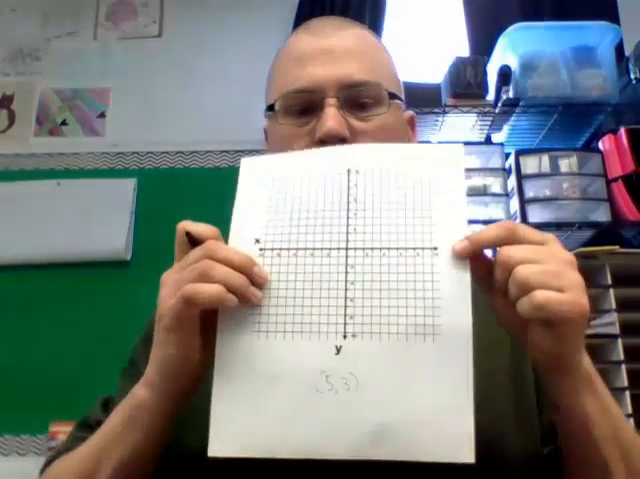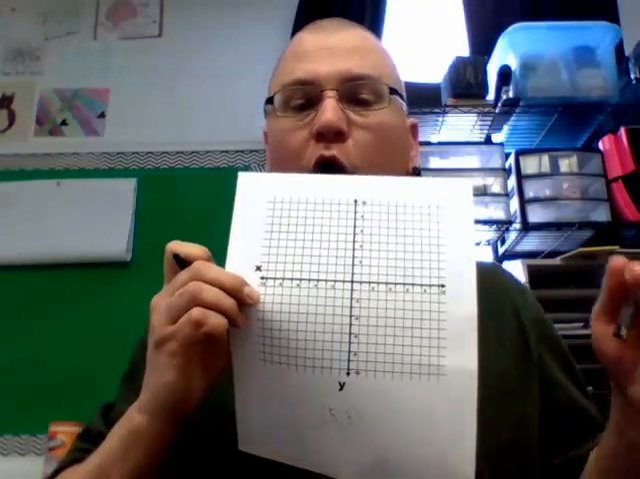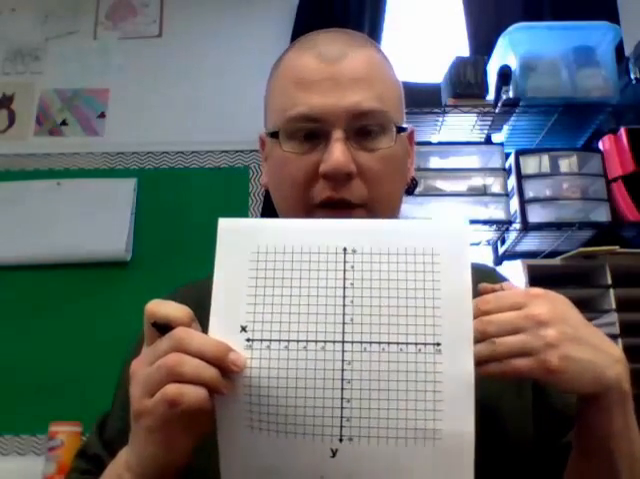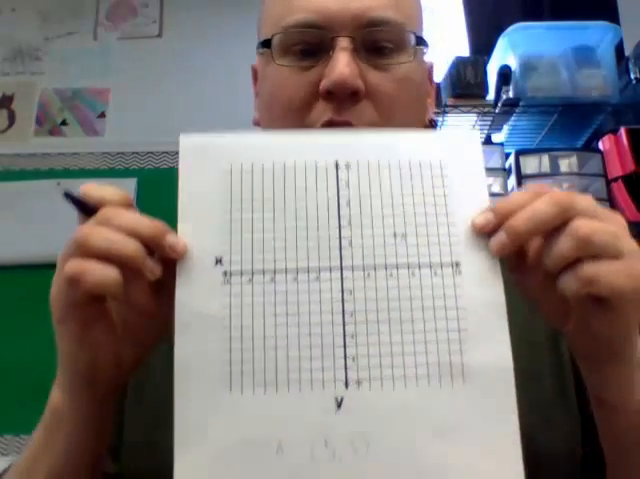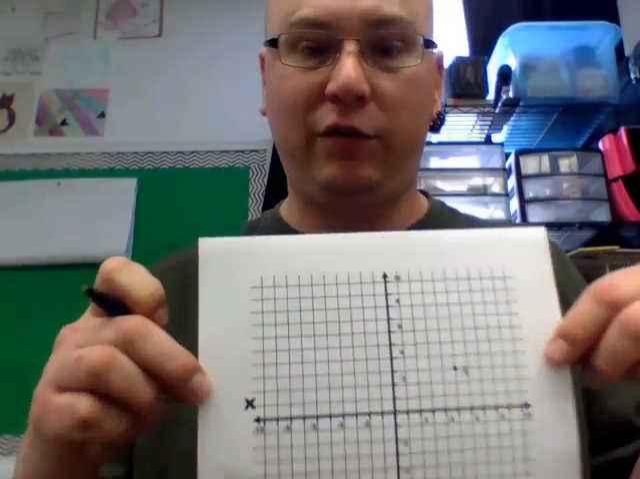So if I give you the point 5, 3. That means I'm going to go over positive 5 on my x-axis and up positive 3 on my y-axis. 1, 2, 3, 4, 5. Then up 1, 2, 3. And I'm going to color in this point. I'm going to call this point A. So you can see here in quadrant 1, my point A, which is 5, 3. Over 5 and up 3.